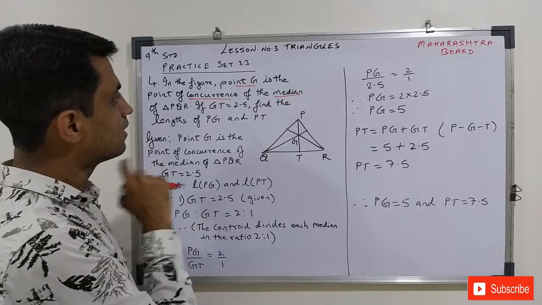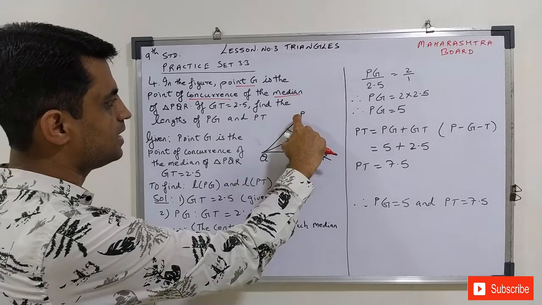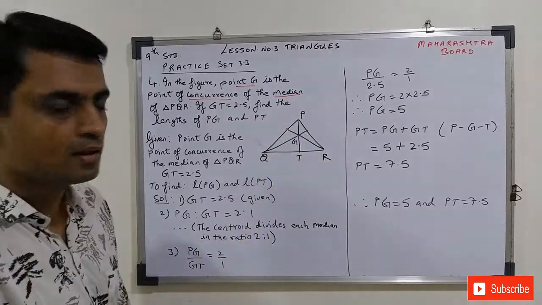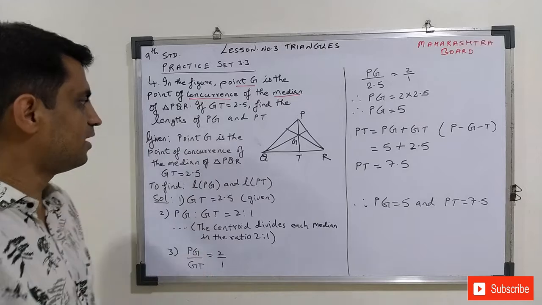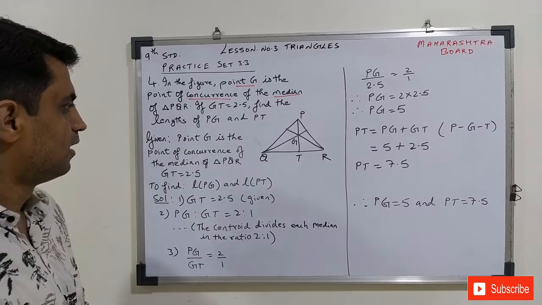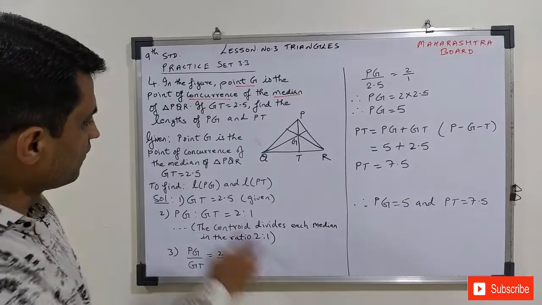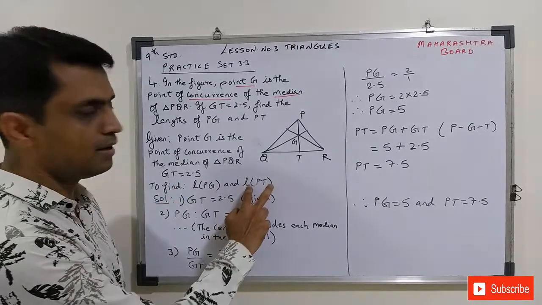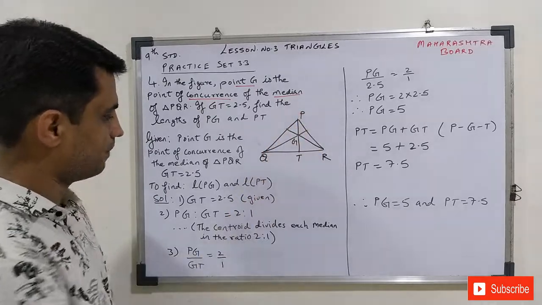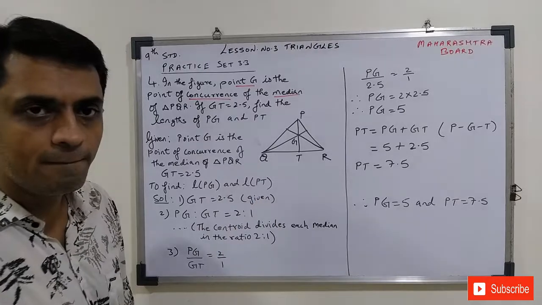After this, they have given GT and they ask you to find PG and PT. Now, the given: point G is a point of concurrence of the medians of the triangle PQR and GT is 2.5. We have to find PG and PT. Now, solution: GT is 2.5, given to you.